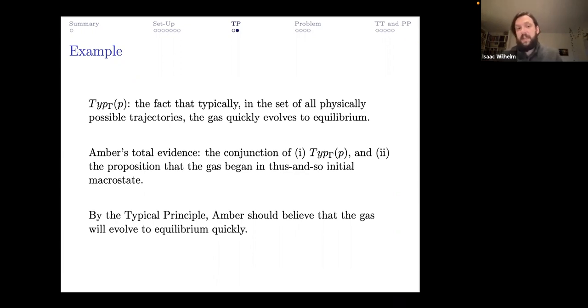typ_Γ of P conjoined with the proposition that the gas began in a certain macrostate, which, as I was alluding to earlier, is equivalent to a big disjunction: the gas began in this microstate, or this one, or this one. So the conjunction of typ P with that proposition about initial macrostates is logically equivalent to a big disjunction of law-history conjunctions. So Amber's total evidence is admissible with respect to this typicality fact. And so by the typicality principle, Amber should believe that the gas will evolve to equilibrium quickly.